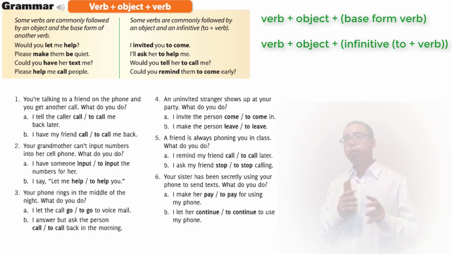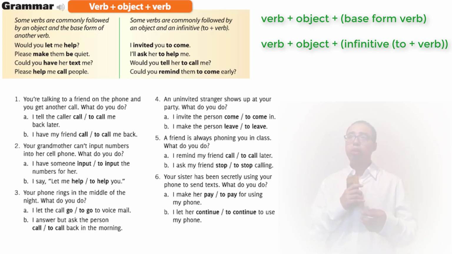Using two verbs, and the structure is verb plus object plus verb. Now the grammar box says some verbs are commonly followed by an object and the base form of another verb. First question says, would you let me help? Please make them be quiet. Okay. Now the bold letters are the verbs and the object is in the middle. It's not in bold letters, but it's the structure, right? Verb, object, verb.